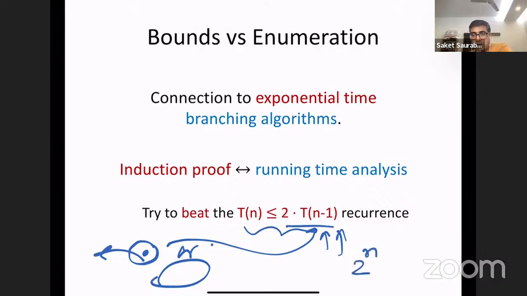So the number of subsets containing some element is how much? The number of subsets: you fix an element, either it is there or it is not there, right? So if it is there, in the remaining you find subsets not containing him. So that is T of n minus 1 plus this. So this is exactly what that recurrence corresponds to.